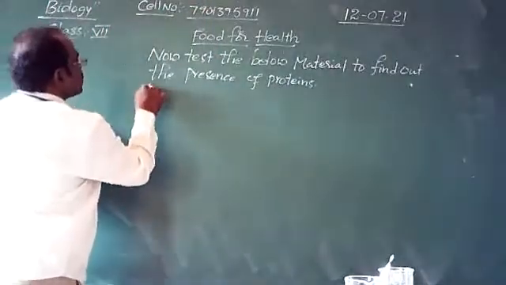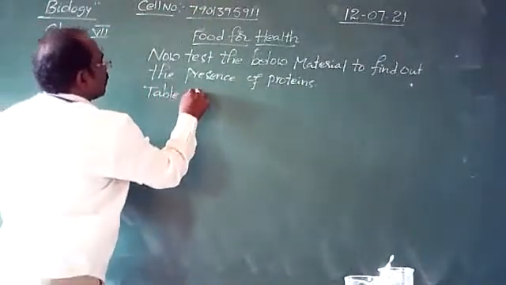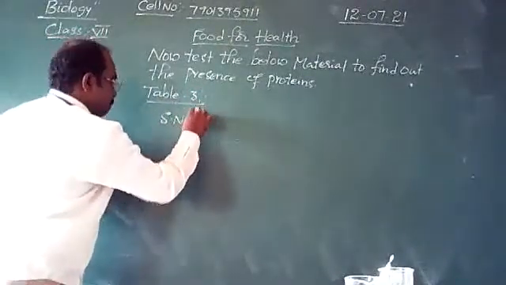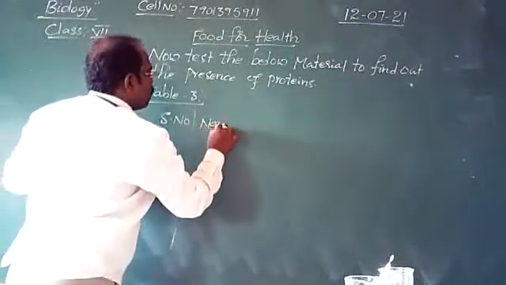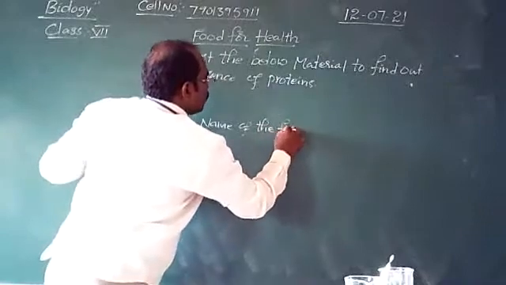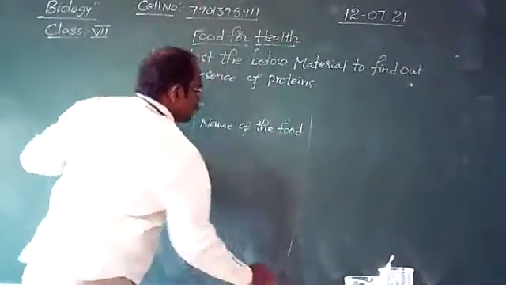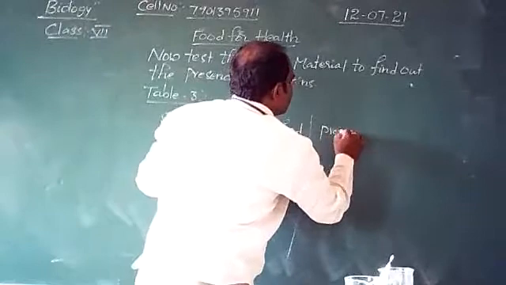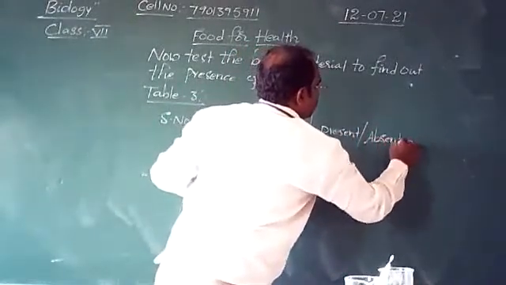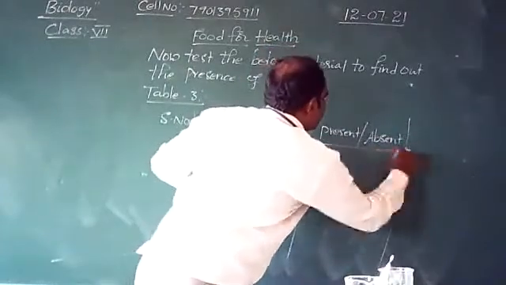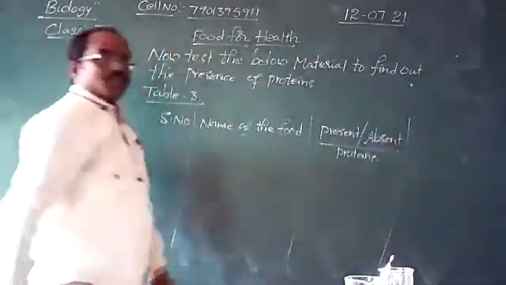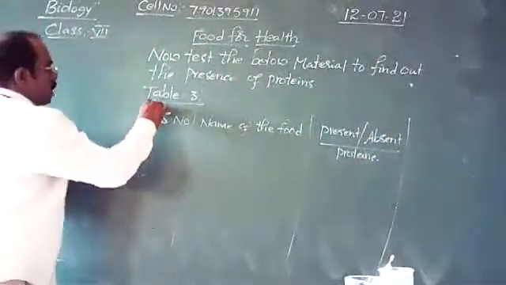Write down, my dear students, table 3. Serial number, name of the food item, present or absent proteins. Table form.